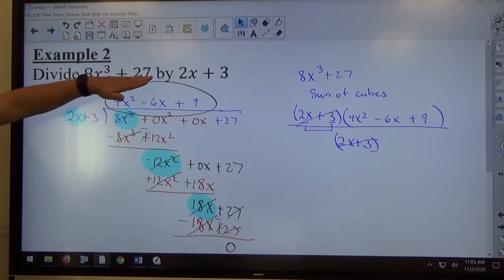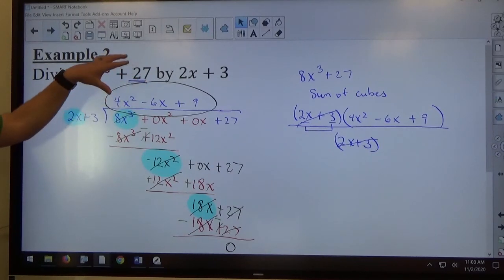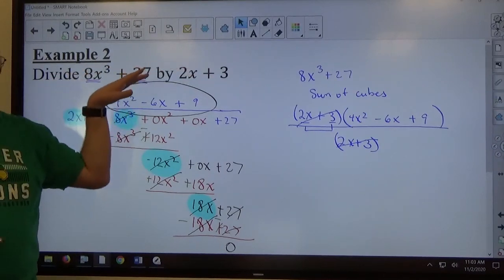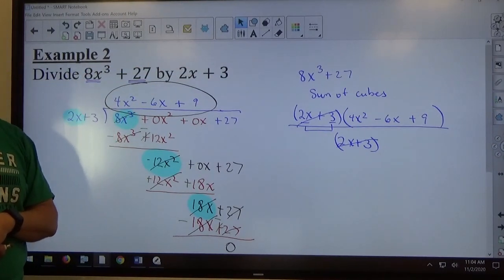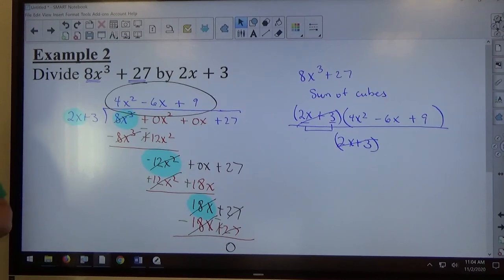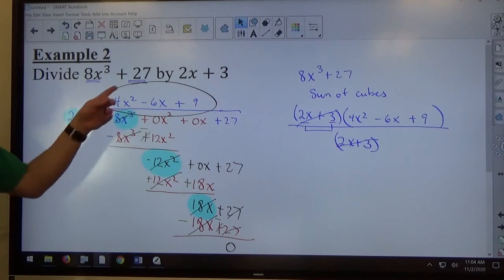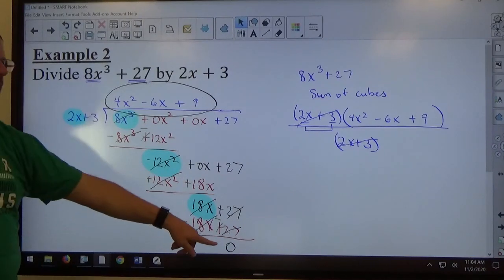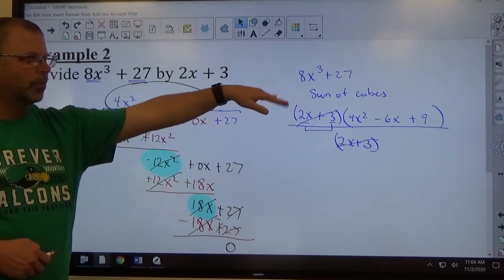So when you're looking at your dividend, see if it's got some special structure, some easily factored technique, and see if that might lead you to some easy way to do it. It's worth just a quick glance. If you recognize it, great. If not, this technique works 100% of the time. Even when it doesn't divide evenly, when you get a remainder. If you get a remainder, this won't work over here.